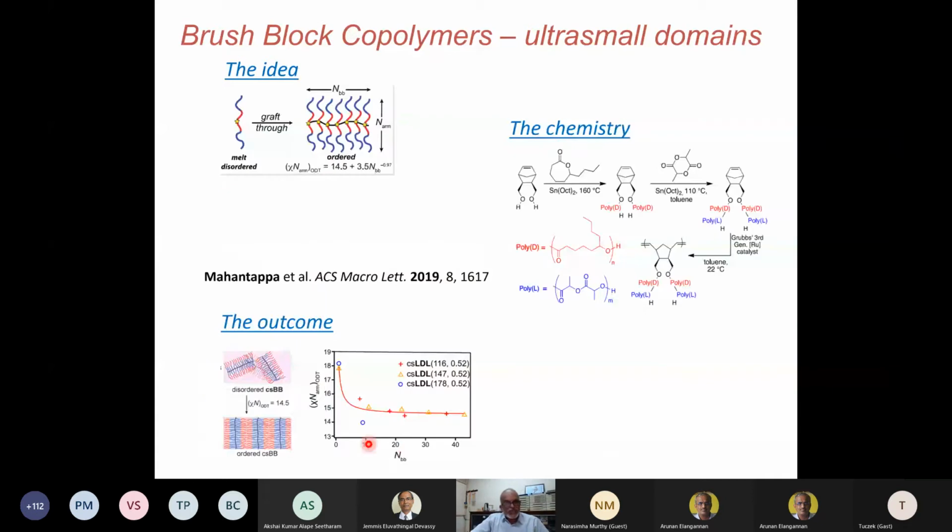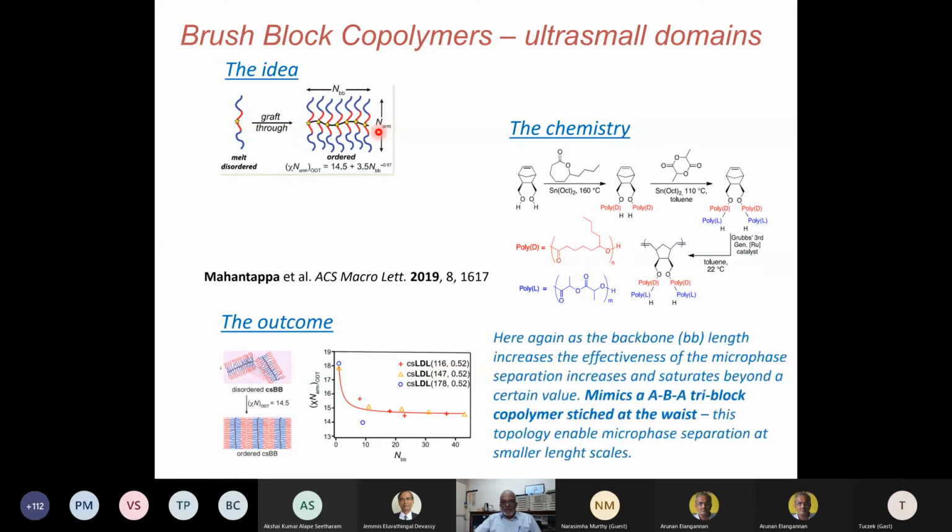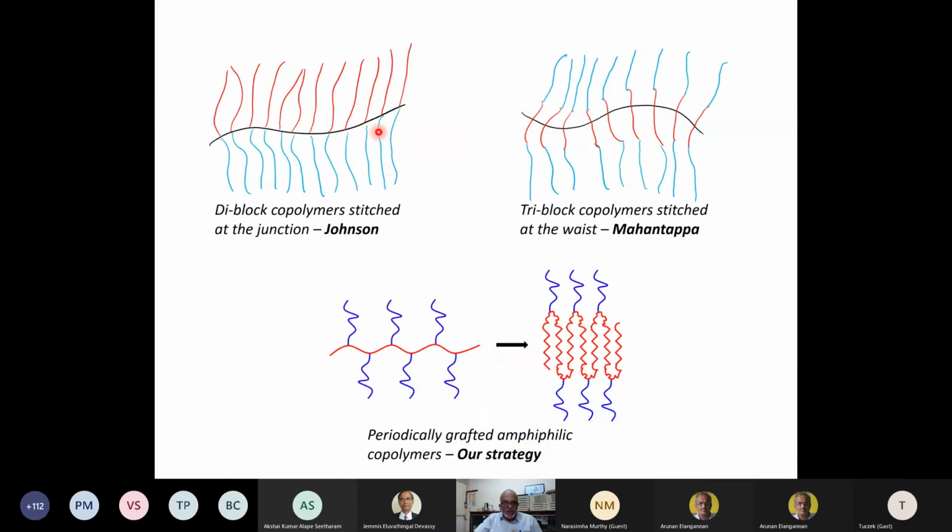Likewise, Mahanthappa in Wisconsin also did some very interesting work where he took a triblock copolymer, ABA triblock, and right at the center of the triblock, he had a polymerizable unit and stitched it up. Both of these are strategies that use what are called brush polymers to generate microphase separated morphologies. The important thing is they were able to get dimensions which are very, very small. So these are the two strategies roughly drawn. This is Johnson and this is Mahanthappa.